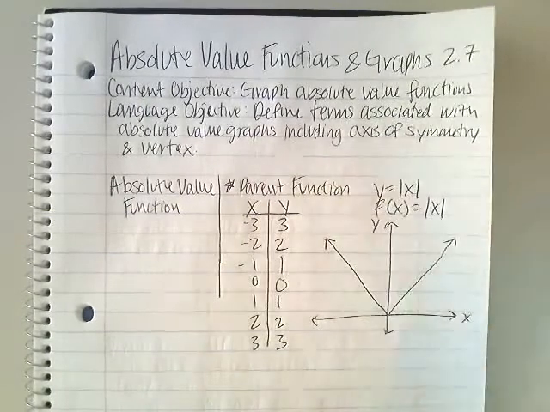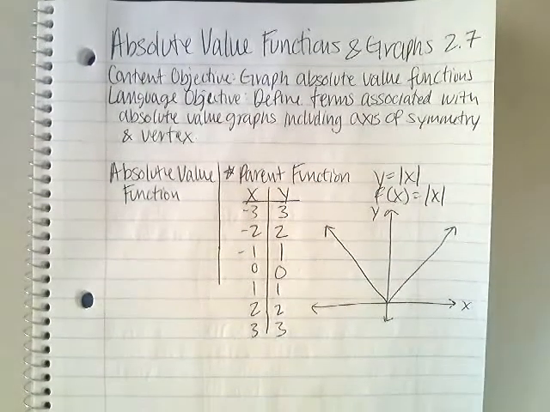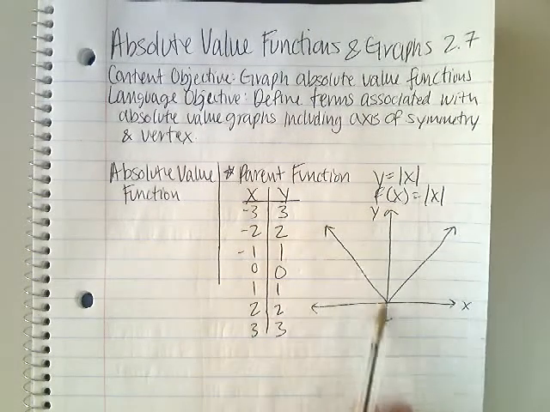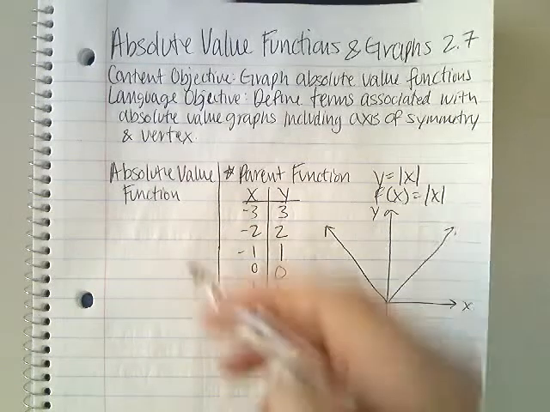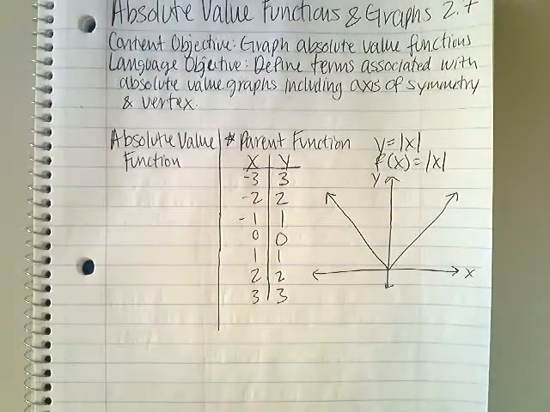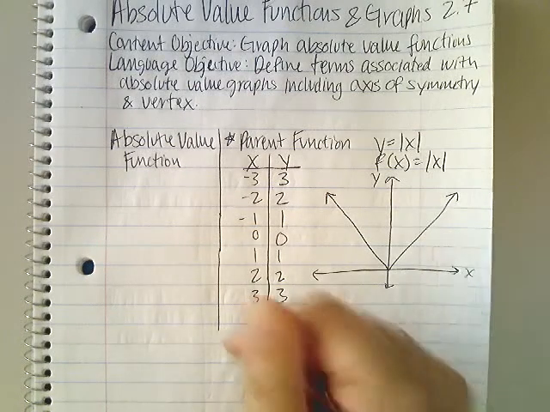So our absolute value function ends up being a V, just like that, because we're never going to have negative values in this situation. But as we'll see, we can transform it to get absolute values with negatives, but we'll get there in a second.